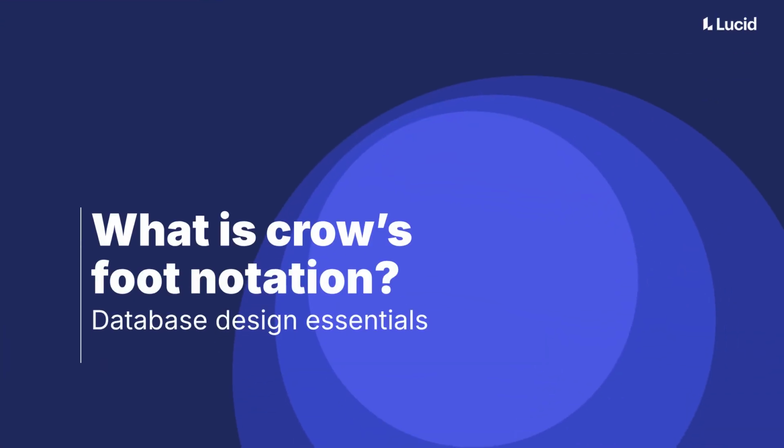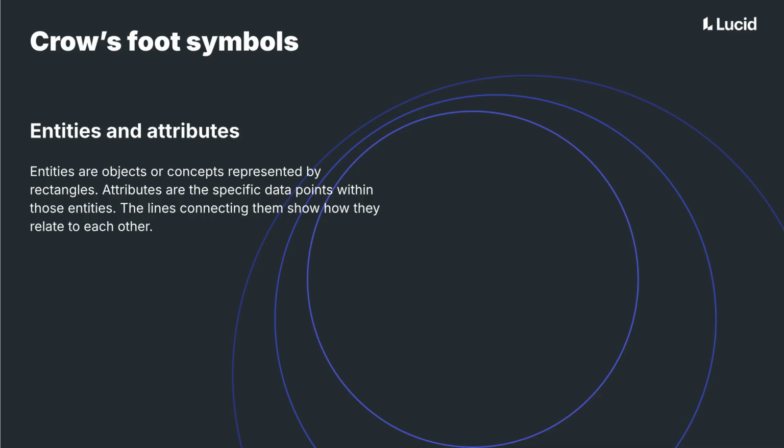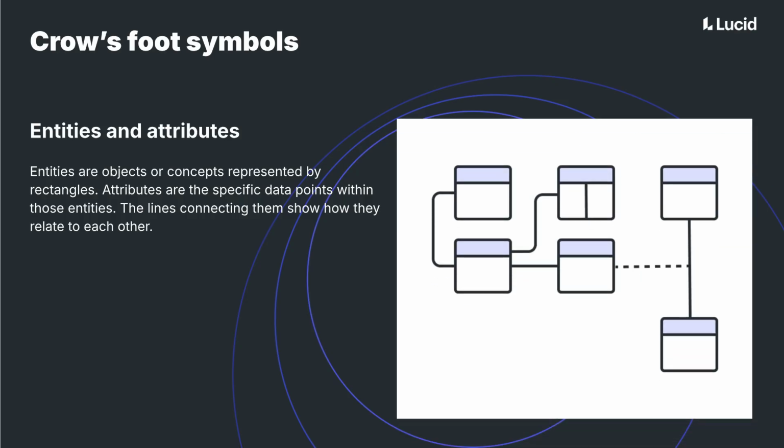What is crow's foot notation? It is a set of symbols used in entity relationship diagrams to display the relationships between entities in a database, showing how data points interact. Before we dive into the lines, remember that entities are your tables, and attributes are the data within them. The lines connecting them represent the logic of your database.